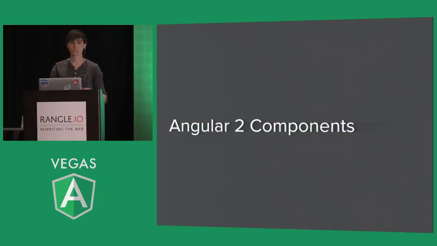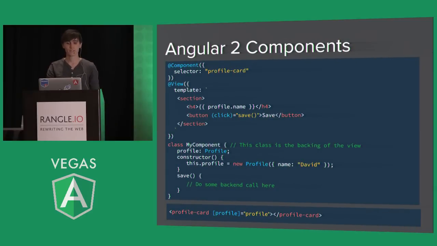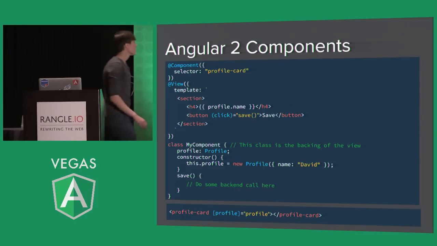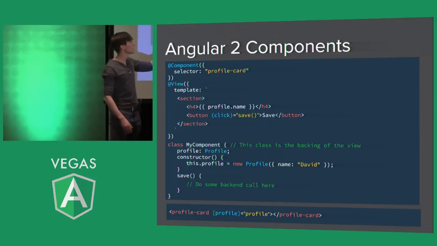And Angular 2 components aren't any different at all. With Angular 2 components, this is sort of a big old block of Angular 2 code, and I don't want you to focus too much on what's going on. But what I do want you to focus on is that we have a template and we have a class. So the template is our view, and the class is our logic. And that's all it is.